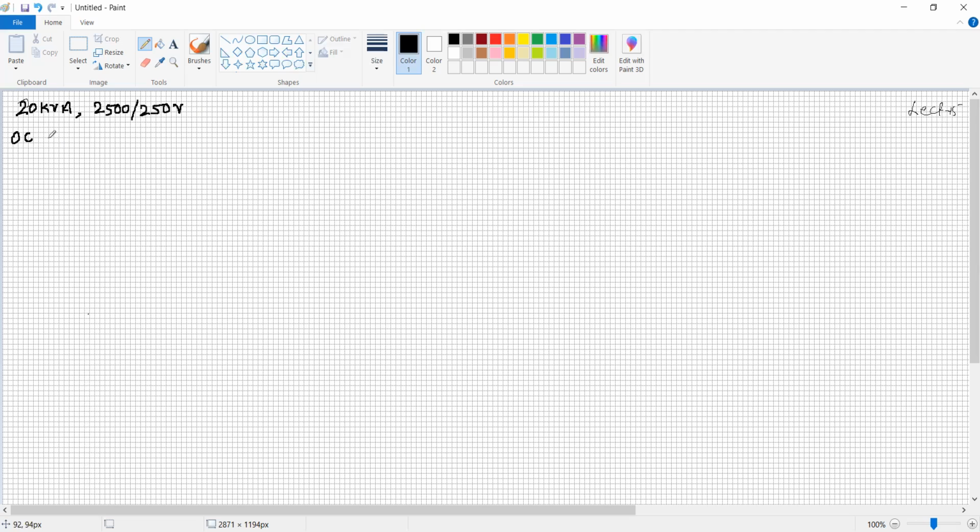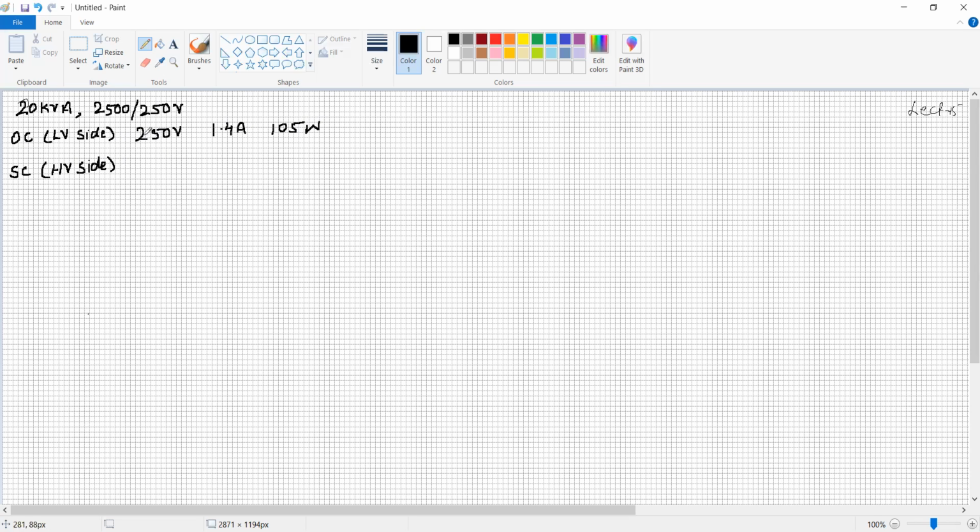So OC test, this test is performed on LV side. Means the measuring instruments are connected on LV side, and during short circuit test, instruments are connected on HV side. So on LV side, rated voltage is 250. So V0 is 250 rated voltage. Current is 1.4 ampere, I0, and W0 is 105 watt.